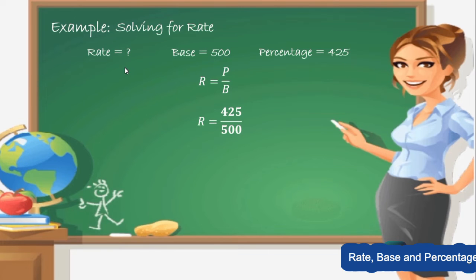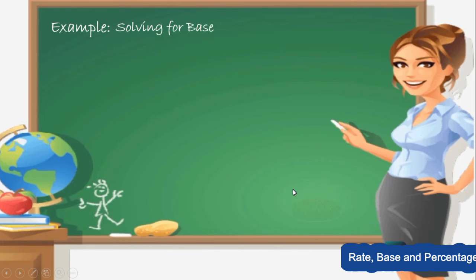R is equal to 425 divided by 500. So, iti-divide lang natin si 425 sa 500. 425 divided by 500 is 0.85. So, ang rate natin is 0.85. So, gawin natin siyang percent. Yung form na decimal, 0.85, gawin natin siyang 85%. I-move lang natin yung point. Kaya magiging 85%.